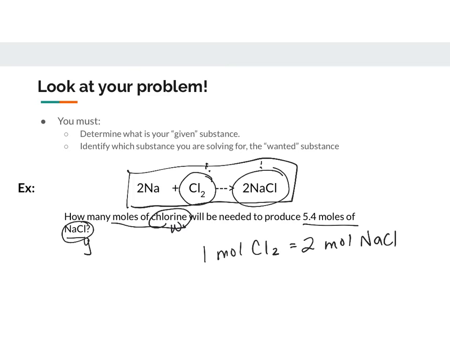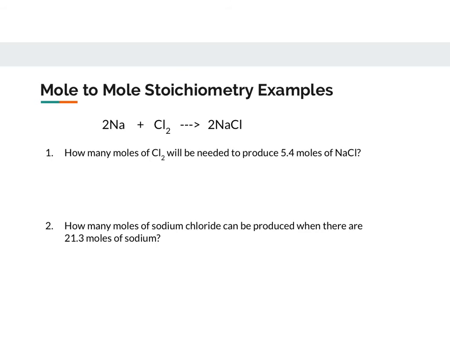Please notice how I'm putting units and labels for all things. This is really going to help you with working out problems. You have to have a unit and a label so that you're not getting mixed up and so I can follow your work. So today we're just going to be solving mole-to-mole stoichiometry examples.